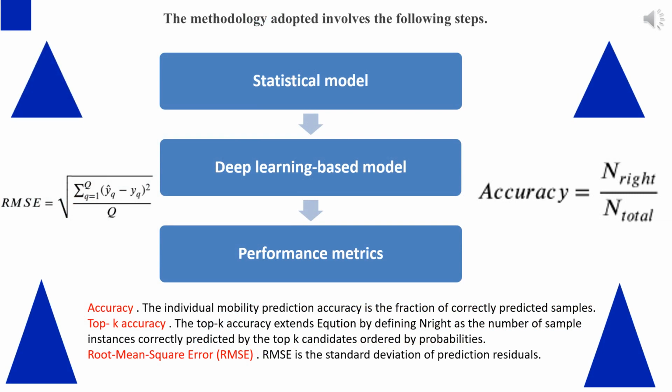The methodology adopted involves the following steps: statistical model, deep learning-based model and performance metrics. Statistical models have been widely used in individual mobility prediction. They model the mobility sequence dependencies using probabilistic models, such as the Markov chain and its decision trees, and natural language models. Deep learning-based individual mobility prediction methods have been emerging in recent years.